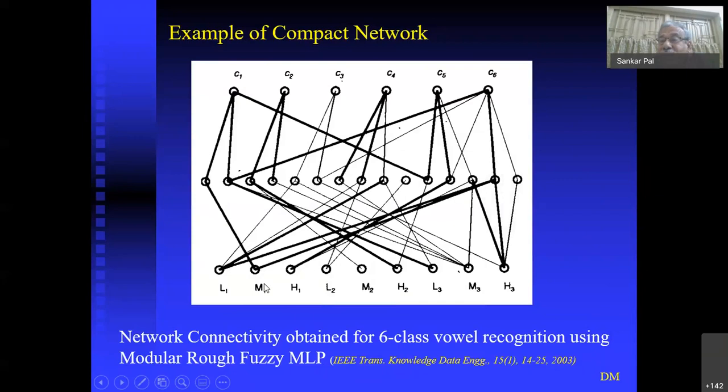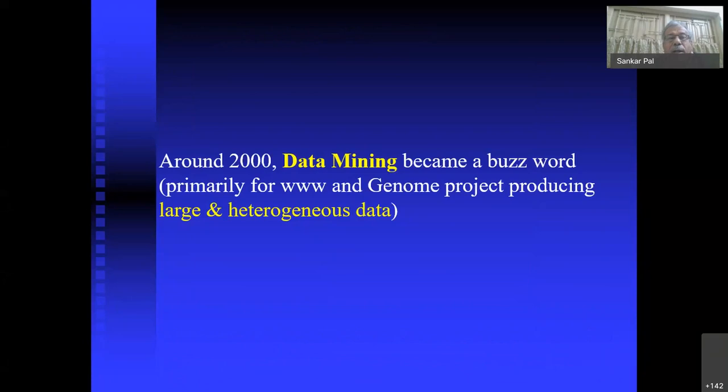Now, around 2000, web data came, the WWW, the genome project, and that started producing large and heterogeneous data. Then all the partition theory that you developed got topsy-turvy, because there we assumed the number of samples is much, much higher than the number of features. But here it is becoming the other way.